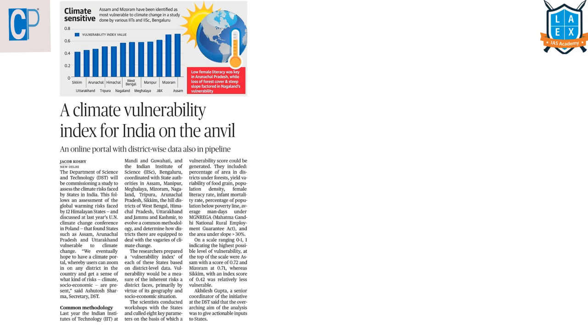The next article is a climate vulnerability index for India. This article comes under GS paper 3 under the topic of environment. From this article, let us see what this climate vulnerability index is and what the entire article is all about. From the prelims point of view, what is important here are the particulars of this climate vulnerability index. So let us see the context of this article.